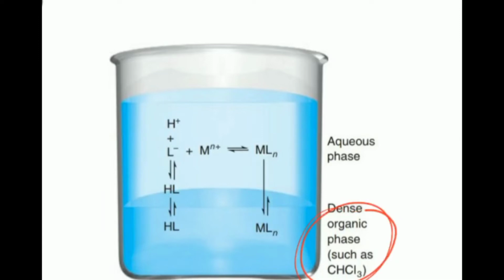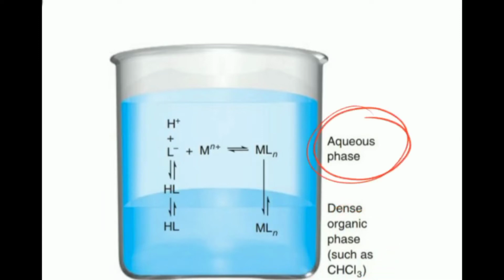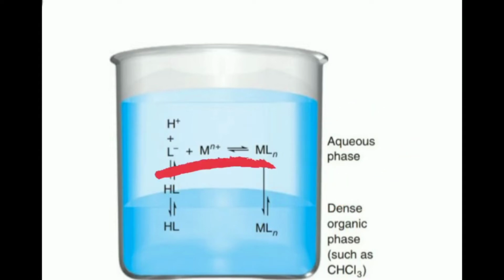For example, we have here a dense organic phase, perhaps trichloromethane, down here, and up on the top, we have our aqueous phase. We can see that in the aqueous phase, we have a couple of equilibria occurring. We have an equilibrium between our ligand and proton, being protonated and deprotonated. We then have the ligand reacting with our metal ion to form the complex, and this large arrow down shows that the metal ligand complex is much more soluble in the organic phase than the water phase. And also, the protonated ligand dissolves into the organic phase.